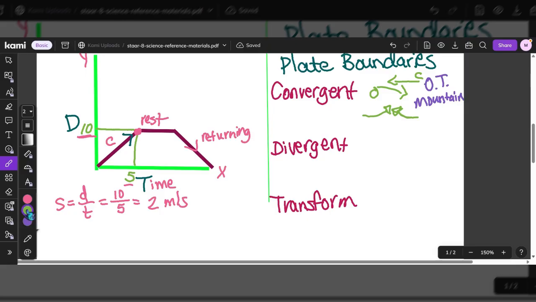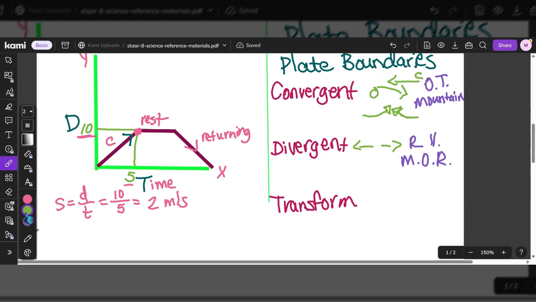Divergent boundary: divergent, divide, divorce, separate. If it's on land, it's going to be a rift valley. If it's in the middle of the ocean, it's going to be a mid-ocean ridge. So, rift valley or mid-ocean ridge.